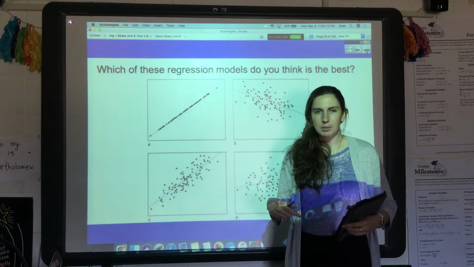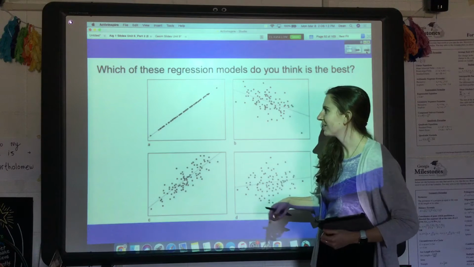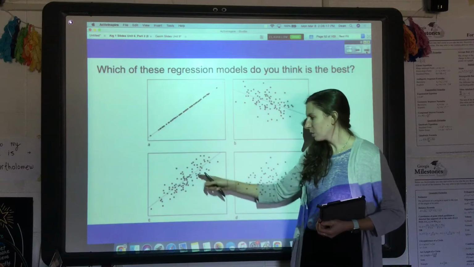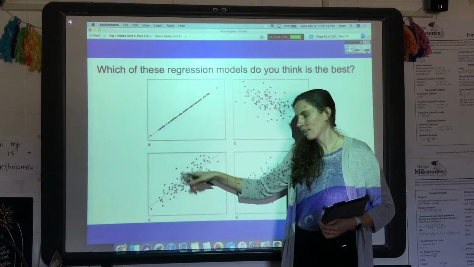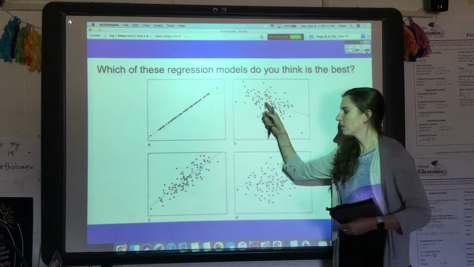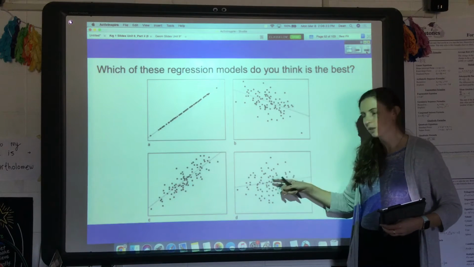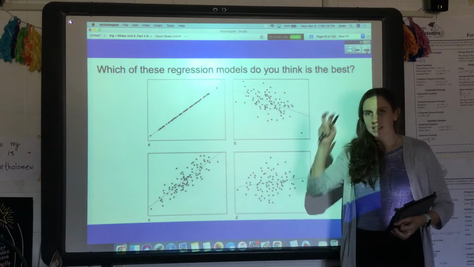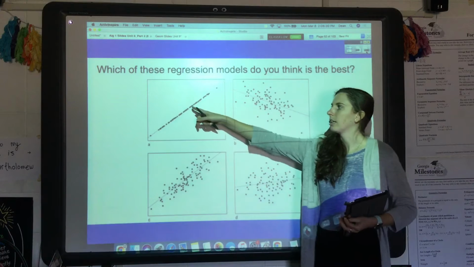When we do this, sometimes it works out better than others. For example, this regression line is perfect. This one is not so great, the data is a little more spread out. This one's also not so great, and this one's barely doing anything at all because the data's all over the place. So which do you think is the best? It would definitely be this one.